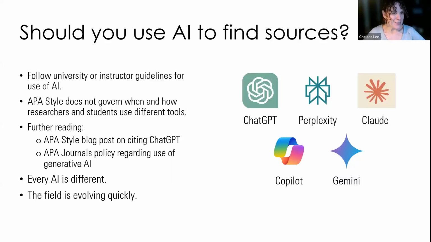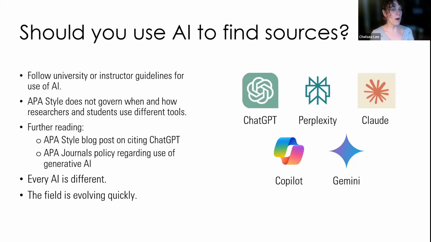The question on everyone's mind is probably, should you use AI to find sources? And before I talk about whether you should, I want to preface that APA isn't saying that you should or that you shouldn't. What we want to explore is, if you did, what happens? If students do this, what are they going to find? We're all learning about these tools, and there are some examples on screen, but there are lots of examples of different AIs. But APA is not governing when or how researchers and students are using these different tools.